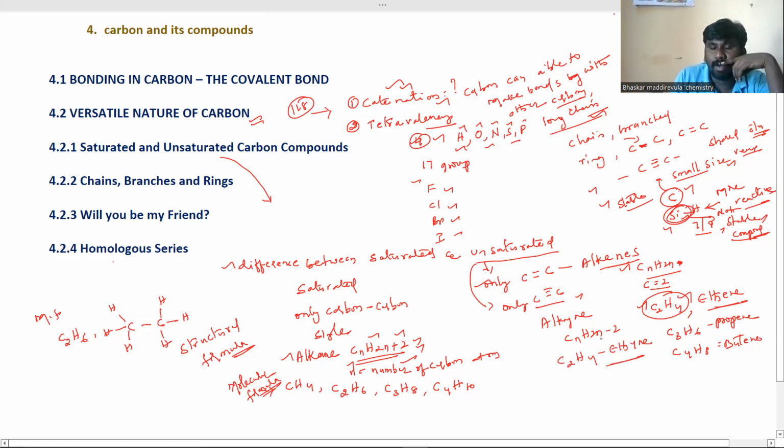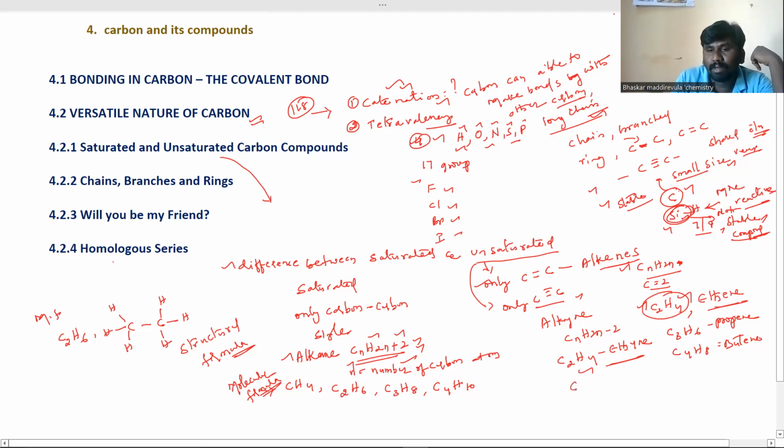There is a possibility of questions being asked: what is the first member of alkane, alkene or alkyne? So you have to remember this one. The first member of the alkyne family is ethyne.